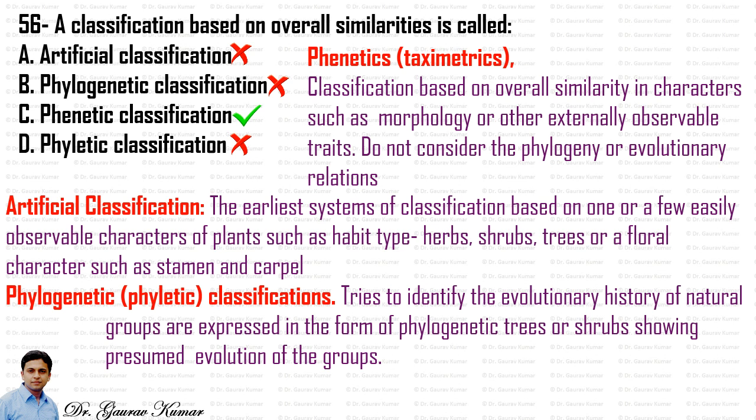Artificial classification is the earliest system of classification based on one or a few easily observable characters of plants, such as habit type, herb, shrub or trees, or a floral character such as stamen or carpel. The phylogenetic or phyletic classification, as we call it, tries to identify the evolutionary history of natural groups, expressed in the form of phylogenetic trees showing presumed evolution of the group. So the answer to this was C, phenetic classification, because it depends on the overall similarity.